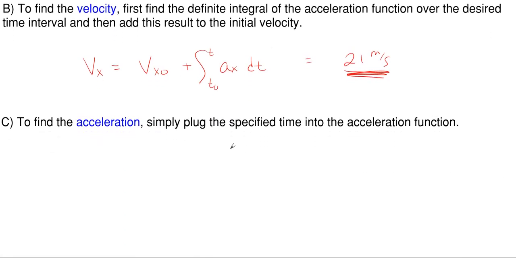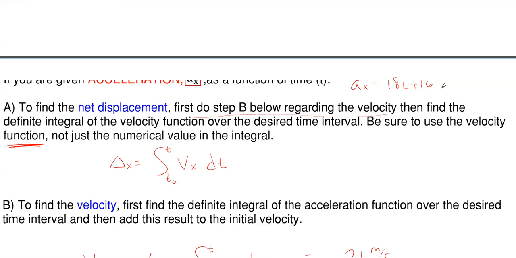All right, and then lastly, if you are given acceleration, well, how do you find acceleration? Similar to when you were given velocity, if you're given acceleration and you need to find acceleration, simply plug your specified time into your acceleration function. So if it says, what's the acceleration at 4 seconds? Well, you just plug in 4 seconds for t, and whatever value pops out, that would be your acceleration for that time.